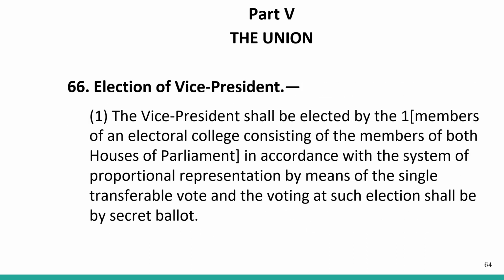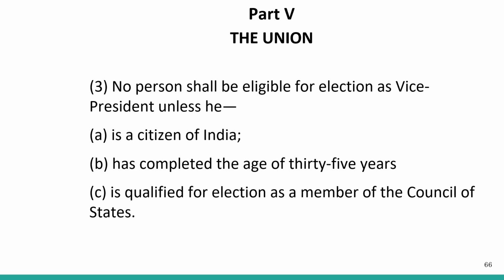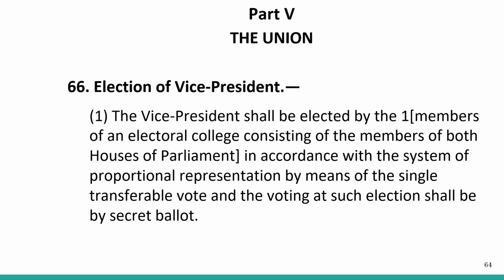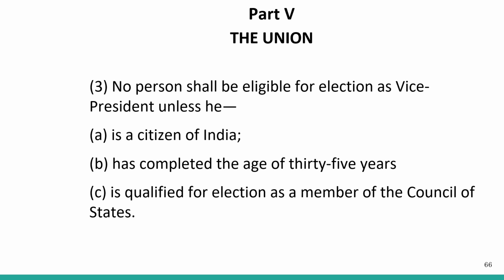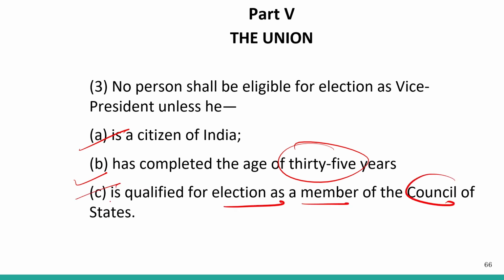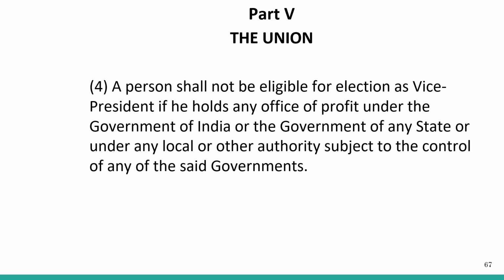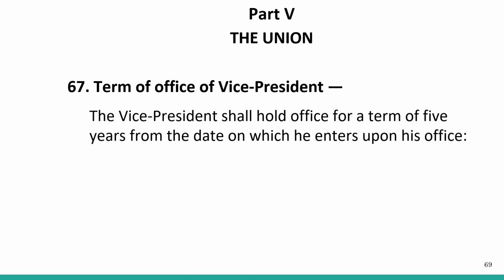This is not important for you guys. This is also the vice president election. Just remember what the important criteria are. The first one is that he should be a citizen of India. He should have completed 35 years of age, and he should be eligible to be elected as a member of the Council of State. For the president, it was the members of the Lok Sabha, the House of the People, but here it is the Council of State. And he should not hold any office of profit.